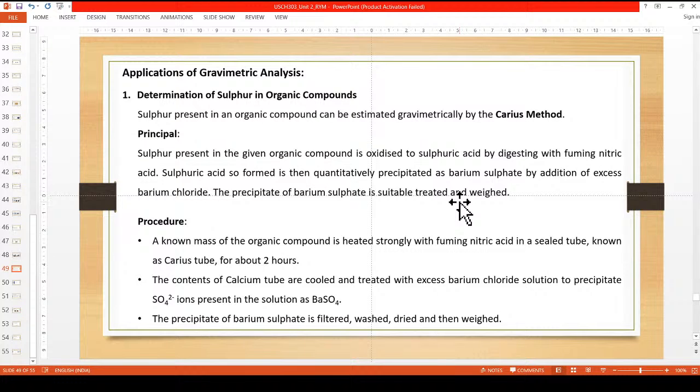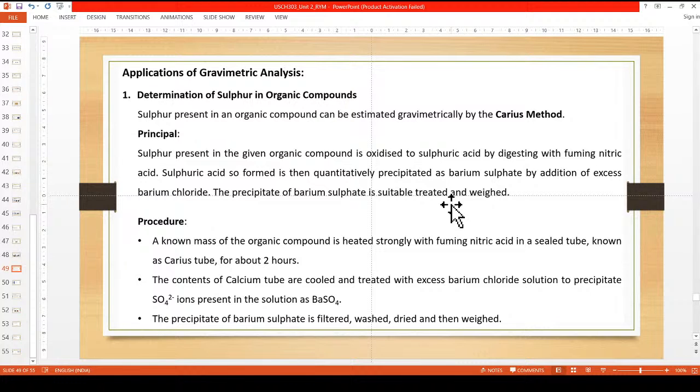The 1 mole of barium sulfate corresponds to 1 mole of sulfur. बैरियम सल्फेट में कितने सल्फर है? एक ही है. तो जितना भी बैरियम सल्फेट का वेट लिया रहे, you just equate to find out amount of sulfur present in your sample.